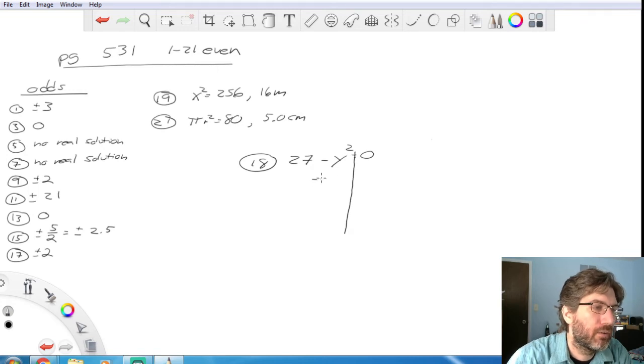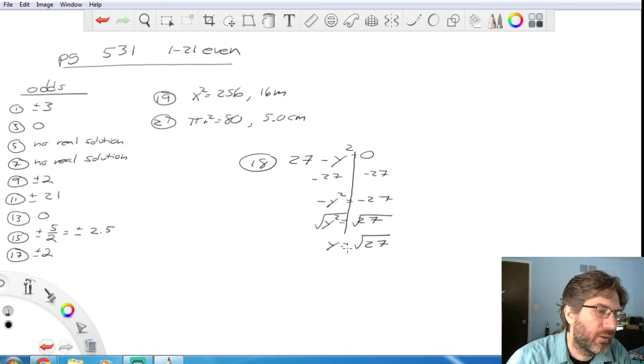You're going to get negative 27 on this side and negative 27 on that side. So we get negative y squared equals negative 27. Remember, there's a 1 in front of this, so I'm technically going to divide each by negative 1 now. But you could probably do that in your head. If negative y squared equals negative 27, then y squared equals positive 27. And then you just take the square root, and y equals the square root of 27. You can leave it as the square root of 27. If you want to make it a little better, you can put plus and minus the square root of 27.